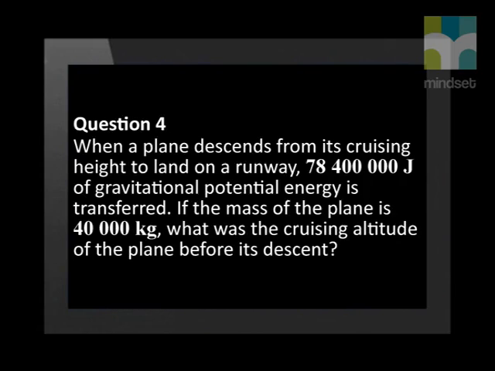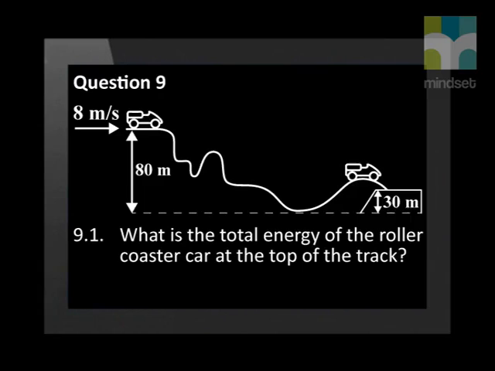In the next question, we will look at a roller coaster question. A roller coaster car of mass 500 kilograms starts at a point 80 meters above the lowest point of the track. The car starts at 8 meters per second down the steep track. There is no friction. What is the total energy of the roller coaster cart at the top of the track?